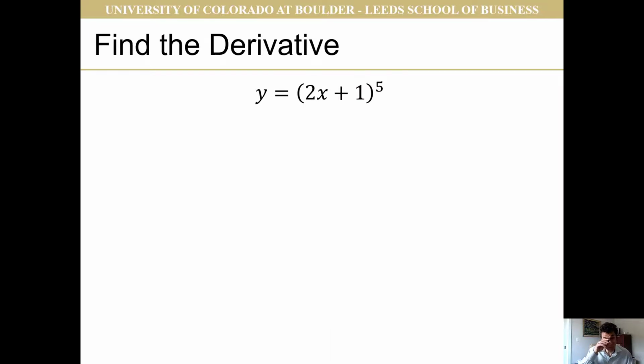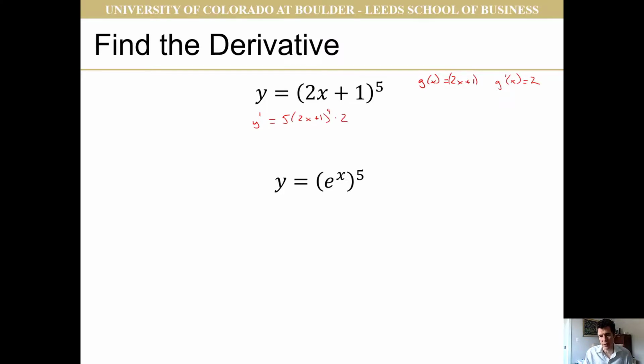y equals (2x plus 1) to the power 5. Well, the inner function is 2x plus 1. The derivative of the inner function is 2. So the derivative of this is 5 (2x plus 1) to the fourth times 2.